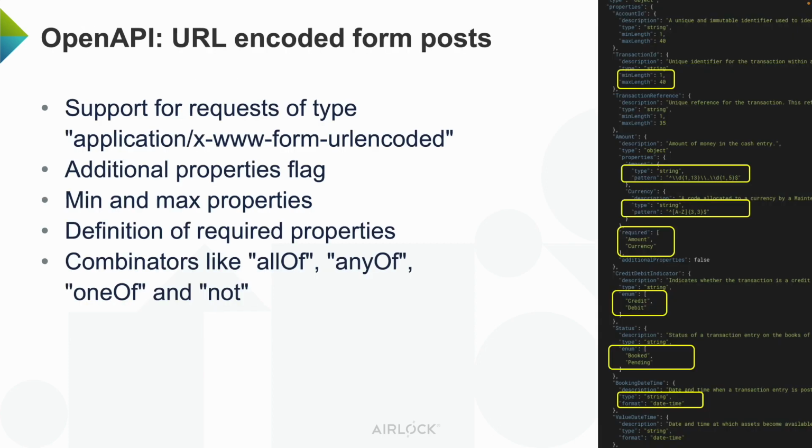OpenAPI spec enforcement helps to validate requests and responses against a specification file. Our OpenAPI spec enforcement feature now supports requests of type form URL encoded. It is also possible to specify some additional property flags such as min, max, or required properties, and combinators like allOf, anyOf, oneOf, and not.